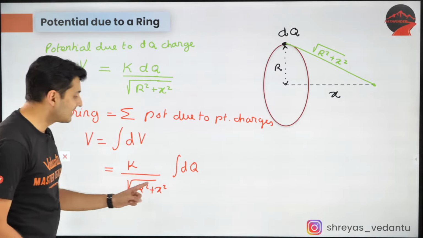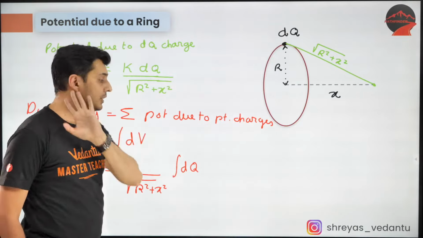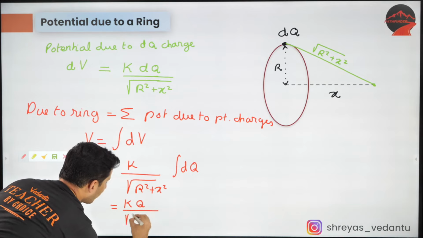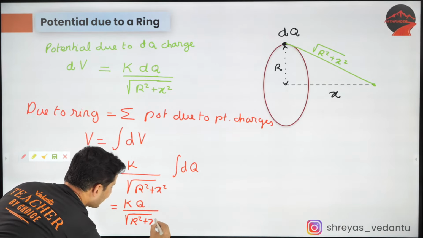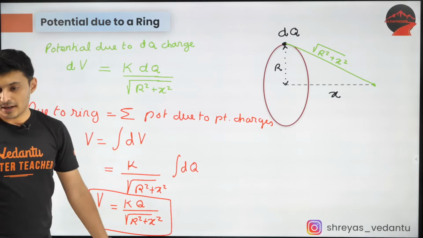Okay, now basically integral of dq means add all the charges. If you add all the charges, what will you get? Q. So hence the answer will be kQ by root of r square plus x square. That's the value of potential, guys. That's the answer.